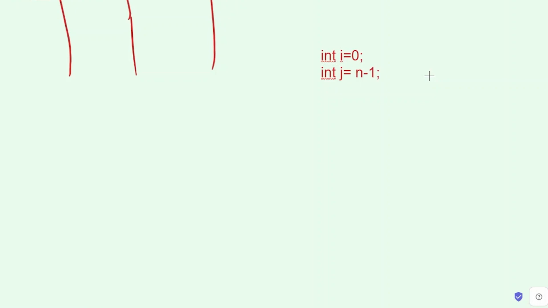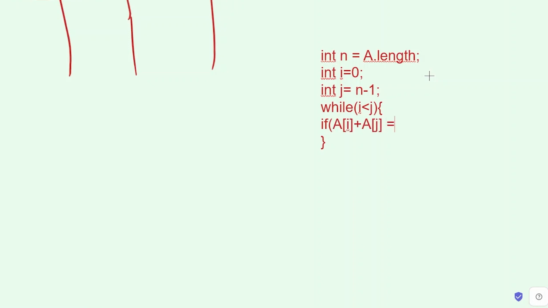What is n minus 1? N is actually n equal to dot length. So I'm checking that while i is less than j, I'm checking the condition. What if my sum value a of i plus a of j equals the target value t? Then what should I do? I just want to add that value to our answer list. So answer dot add a of i and answer dot add a of j.